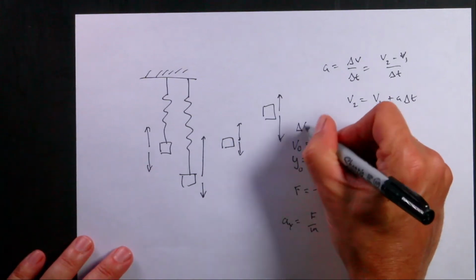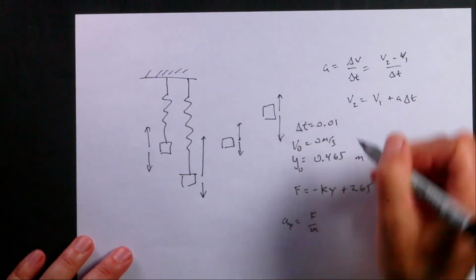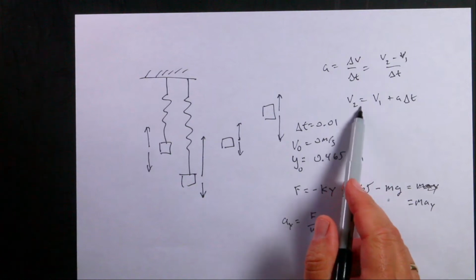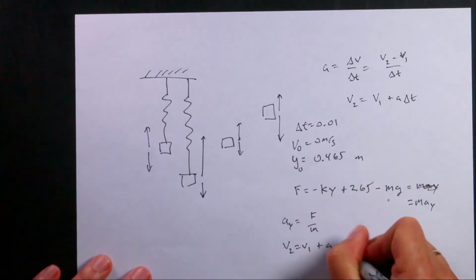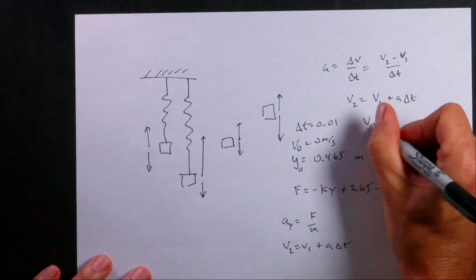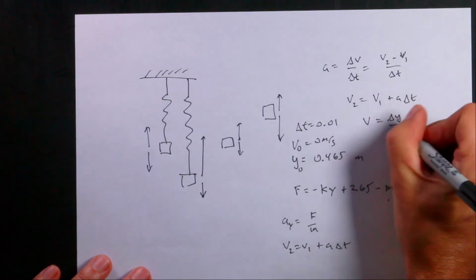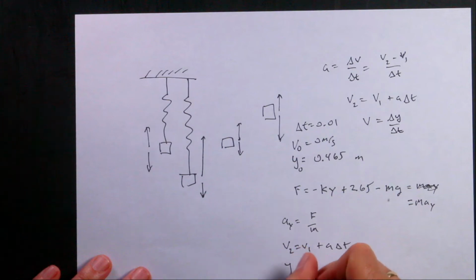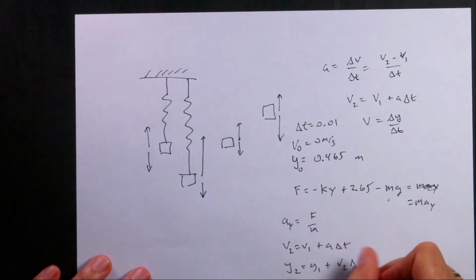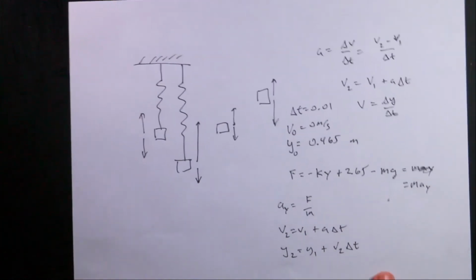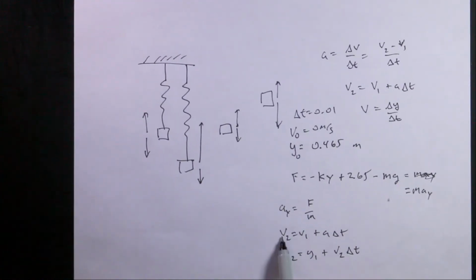So let's say delta t equals 0.01. So I can do that. I can find the new velocity. I'll put it down here. v2 equals v1 plus a delta t. Now I can use the definition of average velocity, delta y over delta t, and I get y2 equals y1 plus v2 delta t. And here's another trick in that I'm using the velocity at the end of the time interval instead of the average velocity, and it turns out that that works fairly well.